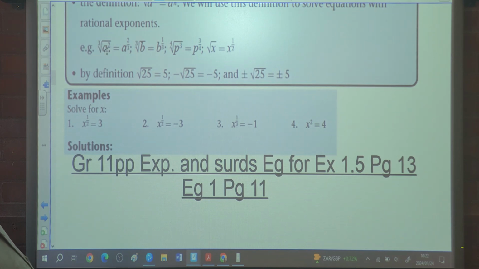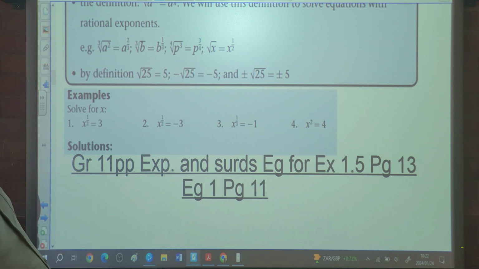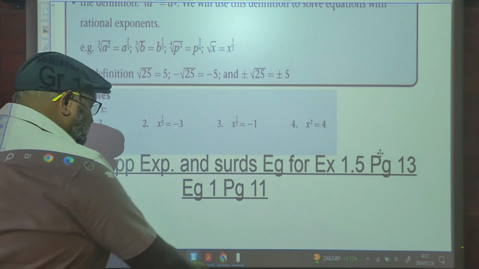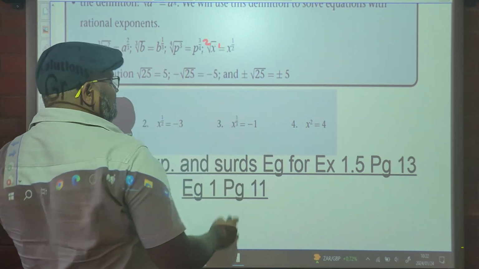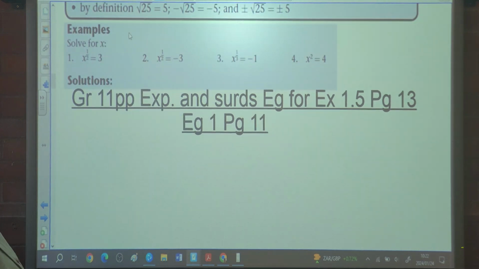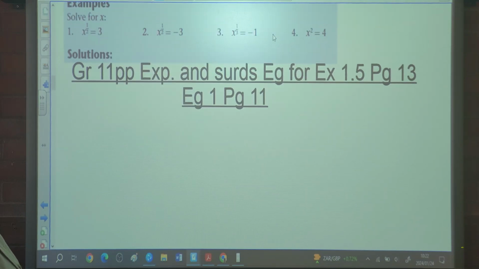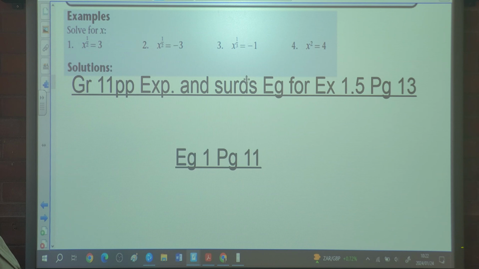Example: the cube root of a squared can be written as a to the 2 over 3. The cube root of b is going to be b to the 1 over 3. The fourth root of p cubed is going to be p to the 3 over 4. And the square root of x, of course, is x to the half. By definition, the square root of 25 is 5. Negative square root of 25 is negative 5. And plus minus the square root of 25 is plus minus 5.